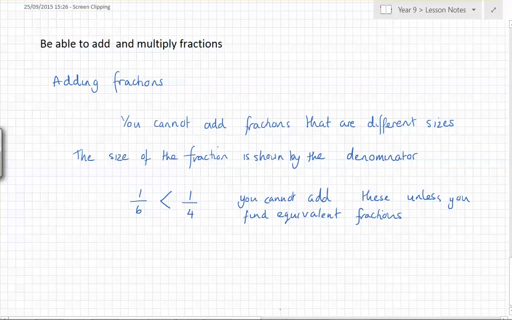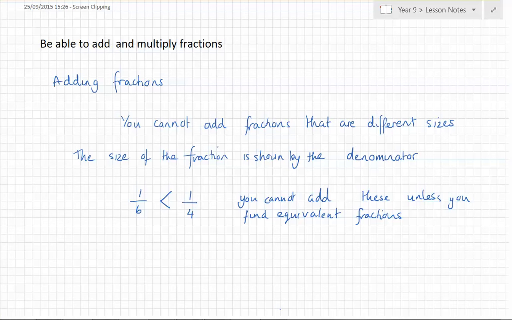So, adding fractions to start with. Now, what I've written there and you've written down, you cannot add fractions that are a different size, and the size is shown by the denominator. So 1/6, 1/4, different sizes.